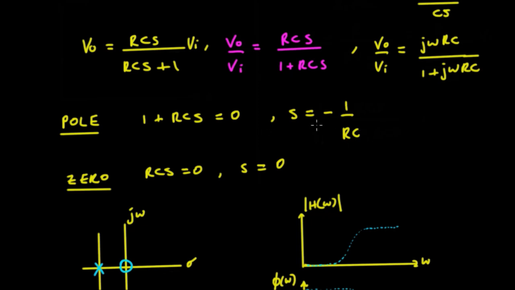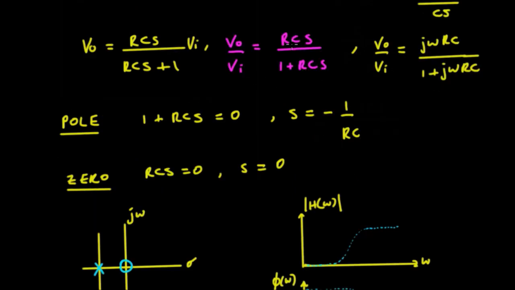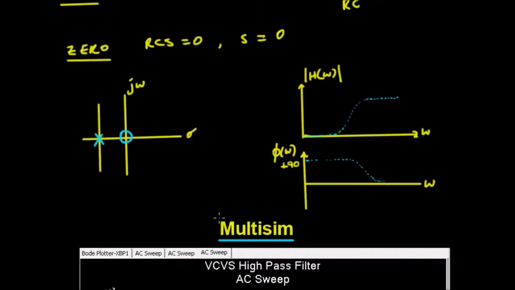So again, you've got a pole at minus 1 upon RC, but the difference between this one and the low pass filter is that now you're going to have a 0 whenever S is equal to 0 in the numerator. So when RCS equals 0, then S is going to equal 0. So we've got a 0 there at the origin, and a pole there. When we looked at the low pass filter, we had only one single pole, but now we've got another, a 0 placed at the origin. That 0 is going to tend to make this a high pass filter.